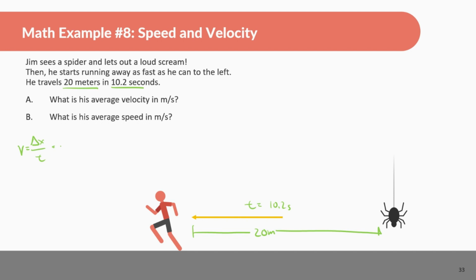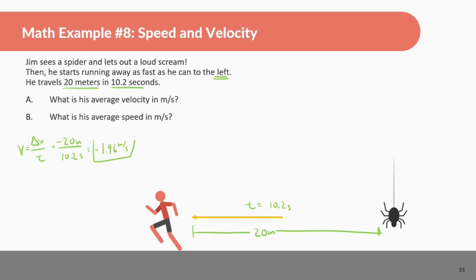And this time we should know that displacement is, he's going to the left. Maybe I should have underlined that. He's going to the left 20 meters, so I'm going to be putting negative 20 meters. And then time of 10.2 seconds. So the velocity is going to be 20 divided by 10.2, and it's going to be negative 1.96 meters per second.